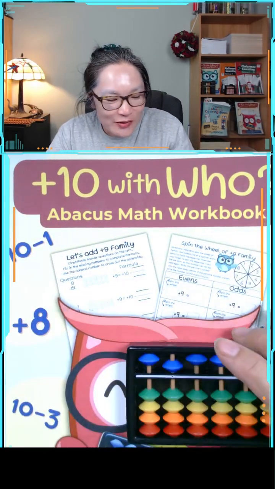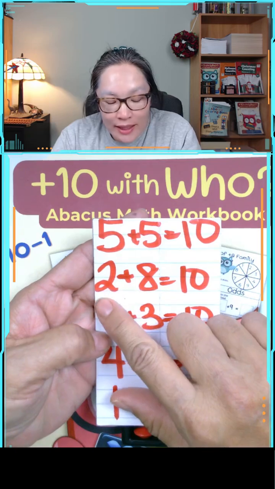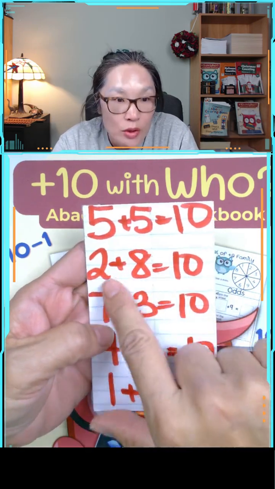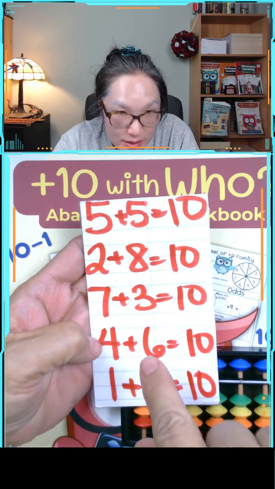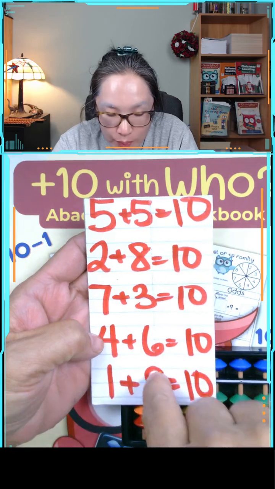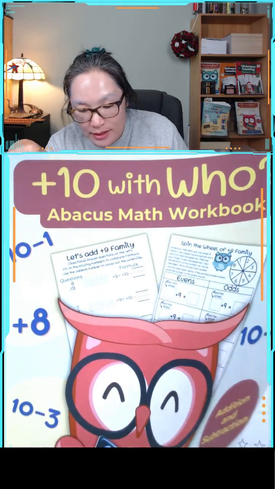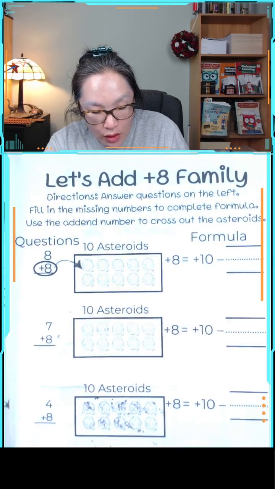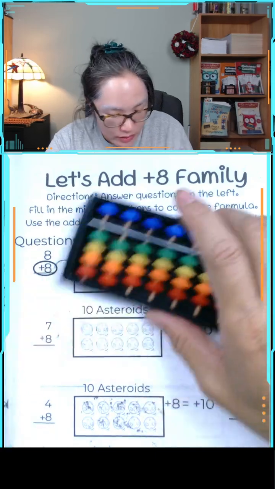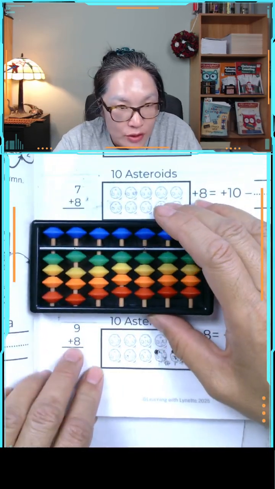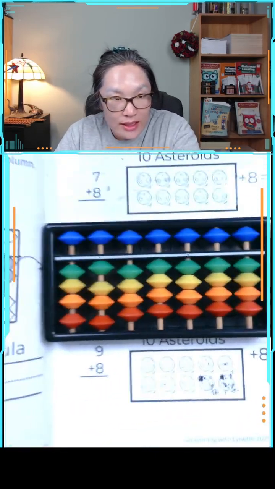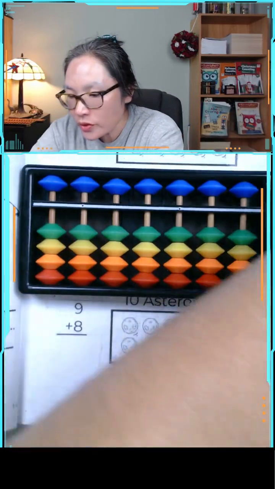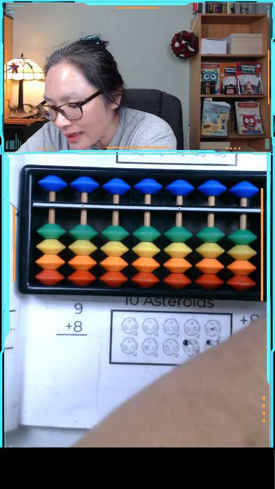Okay, so we're going to go back. To make 10, these are the pairs. 5 plus 5 is a pair, right? 2 plus 8, 7 plus 3, 4 plus 6, 1 plus 9. These are all the pairs. So let's say that one question was 2 plus 8. Well, let's do 9 plus 9, let's do 9 plus 8. The reason is because I can show you and you can see it. So it's the same thing. What we're going to do is have 9 on the abacus.